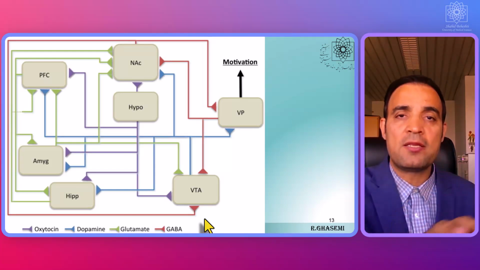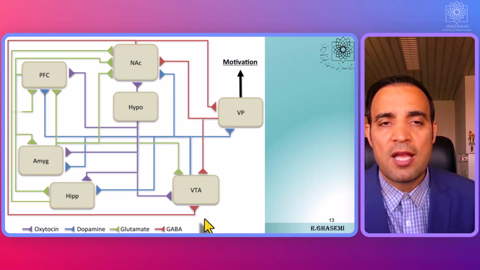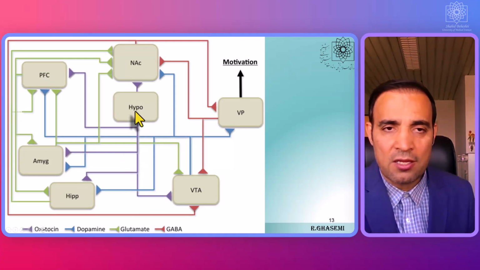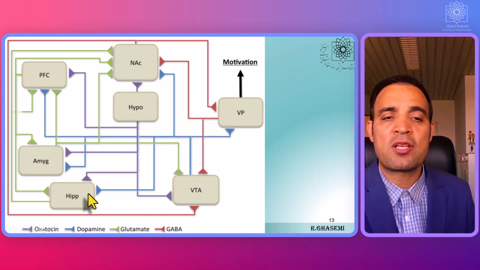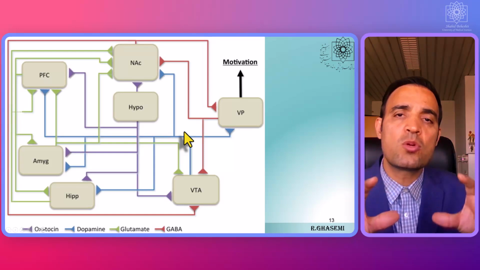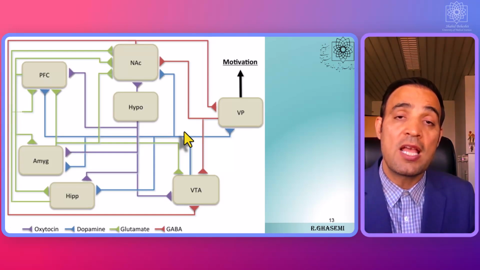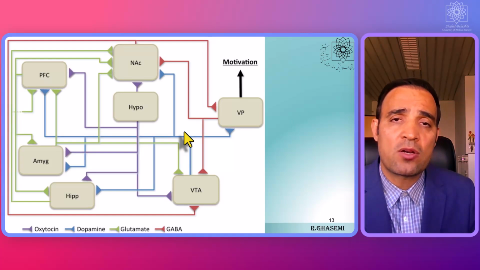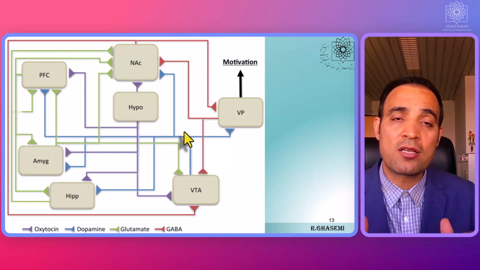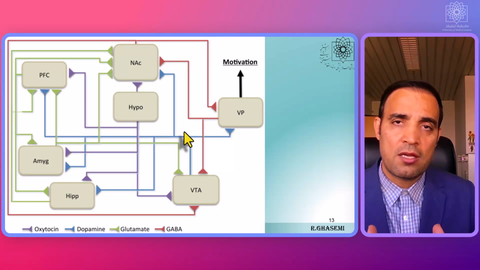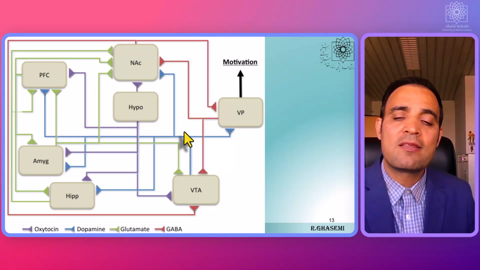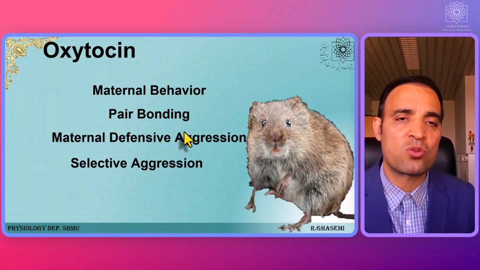It was found, for example, in this very important circuit, as you see, that it is released from the hypothalamus. It affects the nucleus accumbens; these purple lines are very clear. You see that it affects the ventral tegmental area, the hippocampus, amygdala, prefrontal cortex. Almost all these nuclei have receptors for oxytocin, and all these nuclei are affected by oxytocin. Therefore, it is very logical to assume that oxytocin is involved in the motivational system, the reward system, the pleasure system. And then further studies showed that this is true.